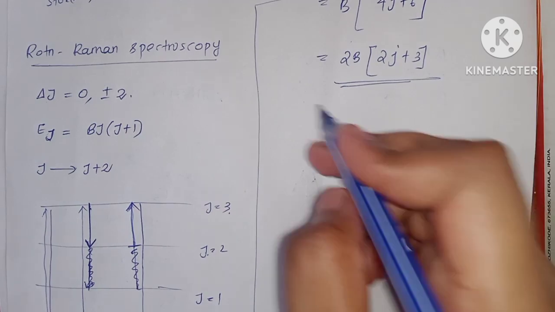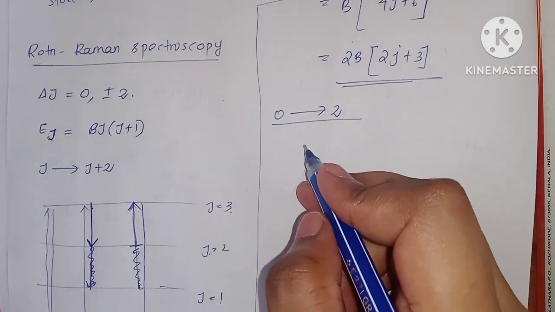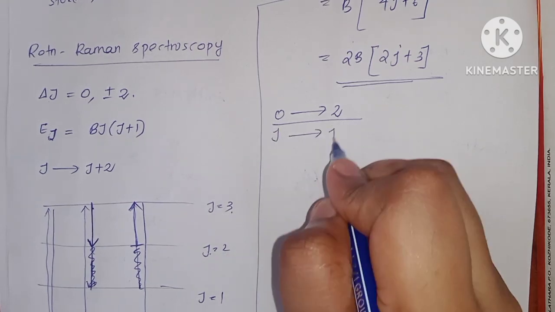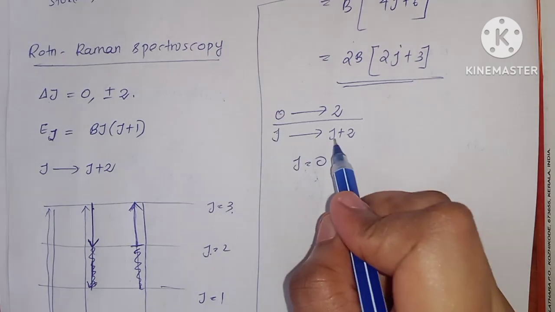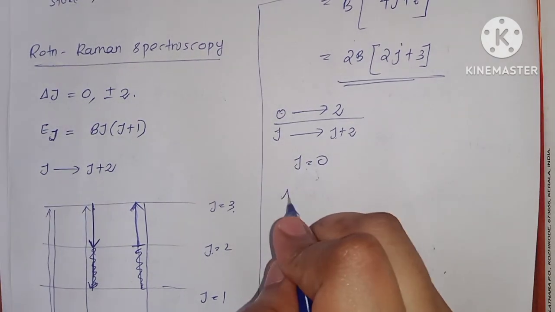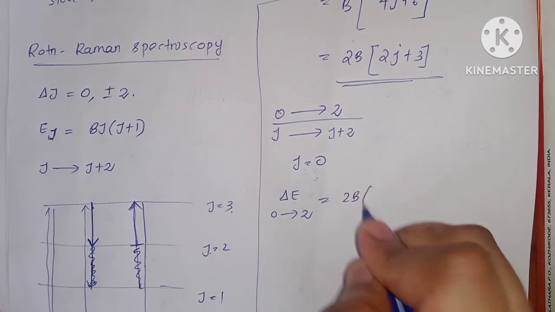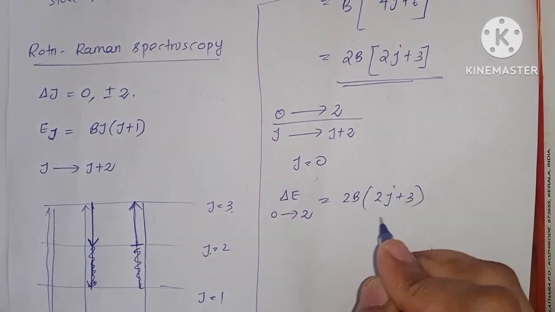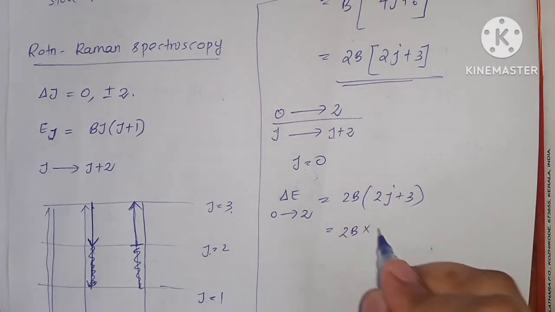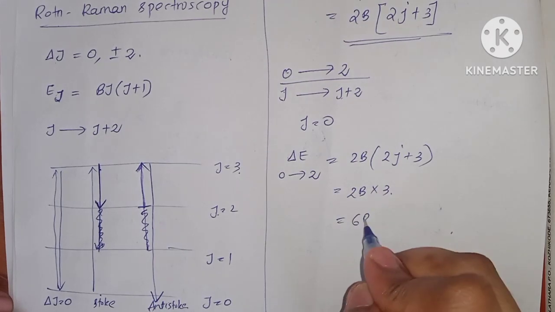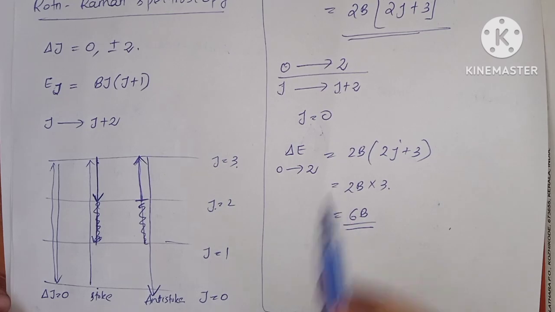Now we take these transitions and find how much energy is needed for each transition. So let's first consider 0 to 2 transition. 0 to 2 transition means J to J plus 2. So here J is equal to 0, and J plus 2 is equal to 2. So the energy required for 0 to 2 transition is 2B into 2J plus 3. In the place of J we put 0, so that we get 2B into 3, that is 6B. So 6B energy is needed for the transition of 0 to 2.